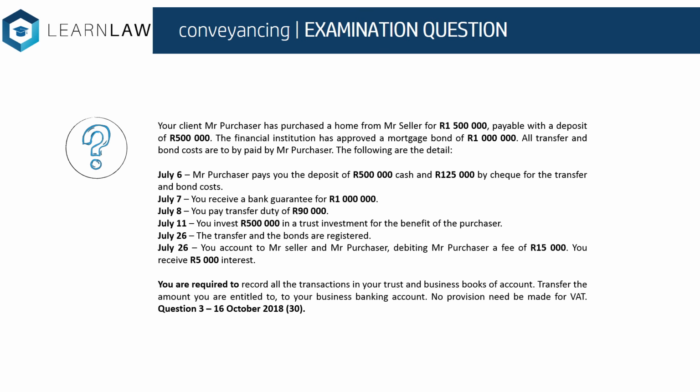On 7 July, you receive a bank guarantee for the amount of 1 million rand. On 8 July, you pay transfer duty in the amount of 90,000 rand. On 11 July, you invest 500,000 rand in a trust investment for the benefit of the purchaser. On 26 July, the transfer and the bond is registered, and you account to Mr. Seller and Mr. Purchaser, debiting Mr. Purchaser fees in the amount of 15,000 rand. You receive 5,000 rand interest on the investment.